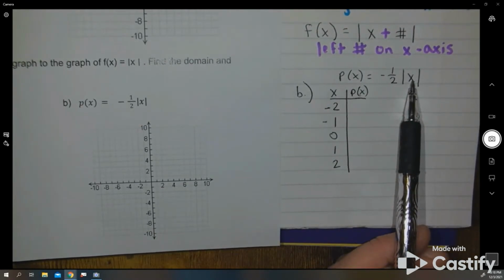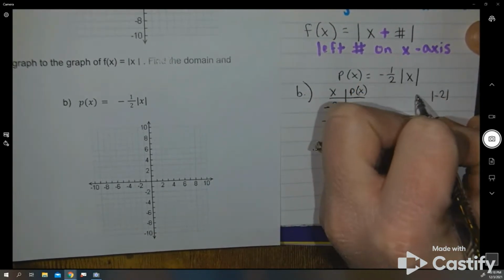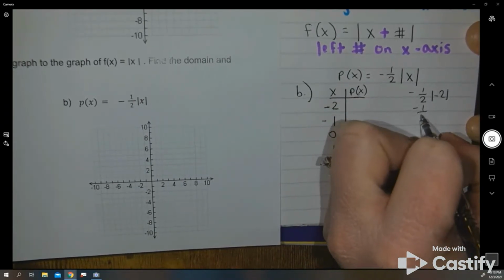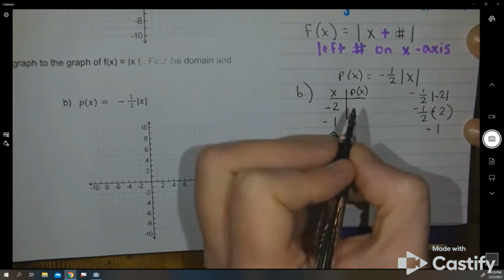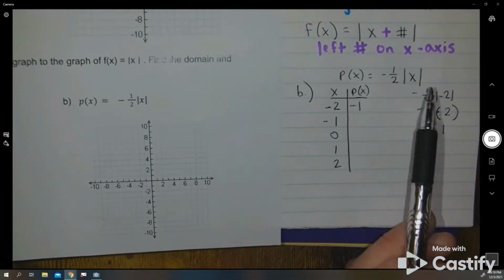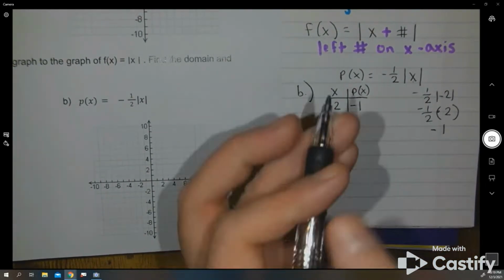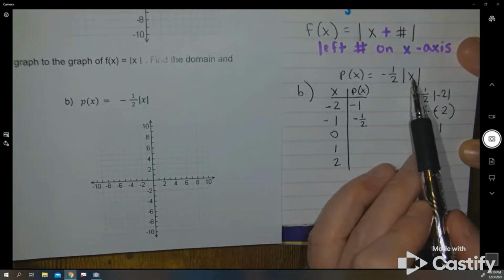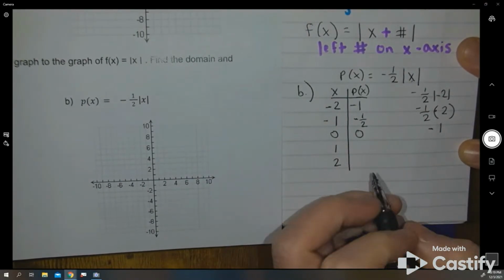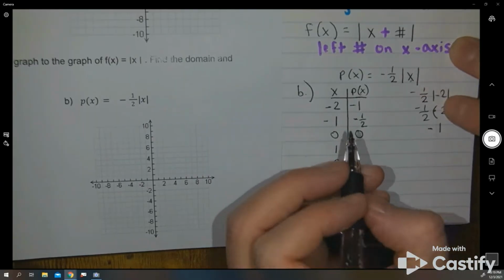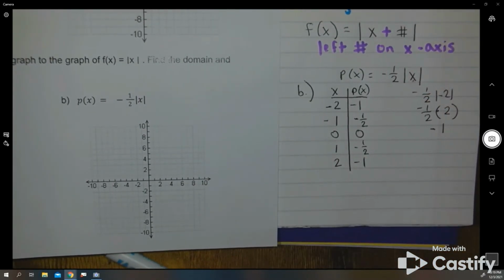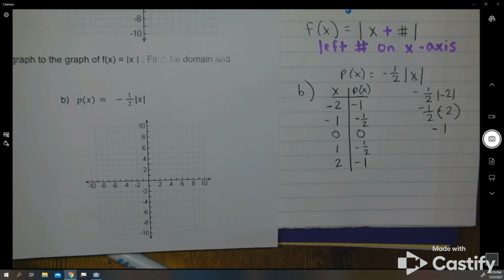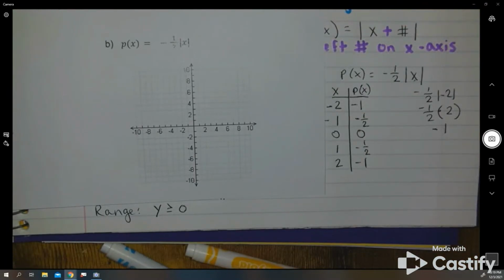So absolute value of -2 is 2. -1/2 times 2, actually I'm going to put that in parentheses, -1/2 times 2 is actually -1. And then the absolute value of -1 is 1. 1 times -1/2 is -1/2. Absolute value of 0 is 0. 0 times -1/2 is 0. Absolute value of 1 is 1. 1 times -1/2 is -1/2. Absolute value of 2 is 2. 2 times -1/2 is -1. So interesting, this time, because our negative number was outside of our absolute value, we got some negative y values here. So let's graph them.